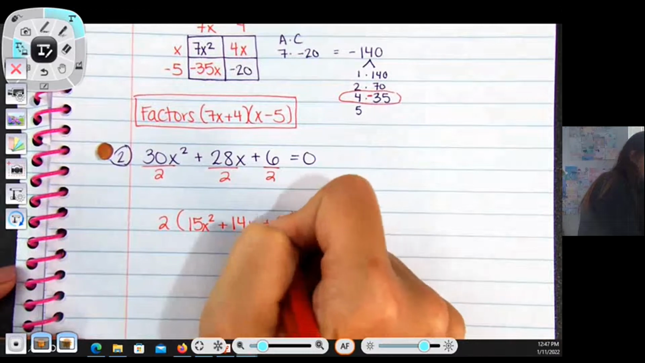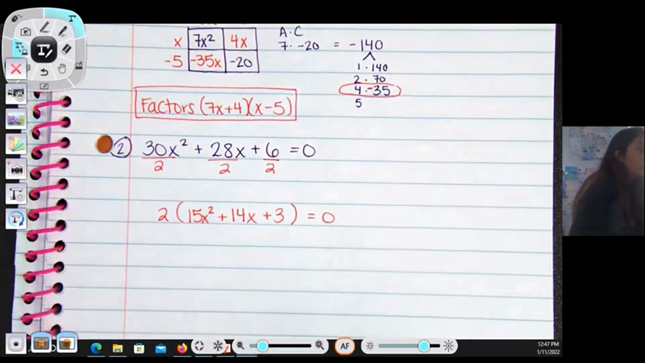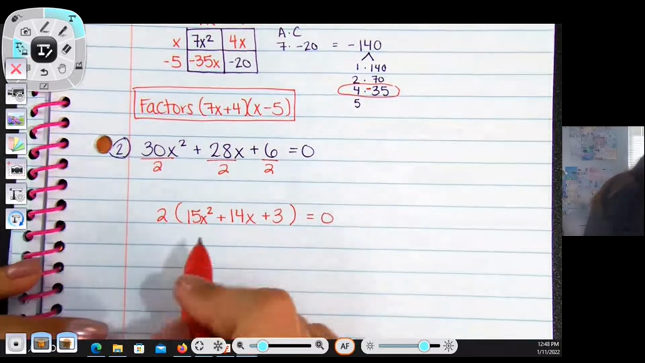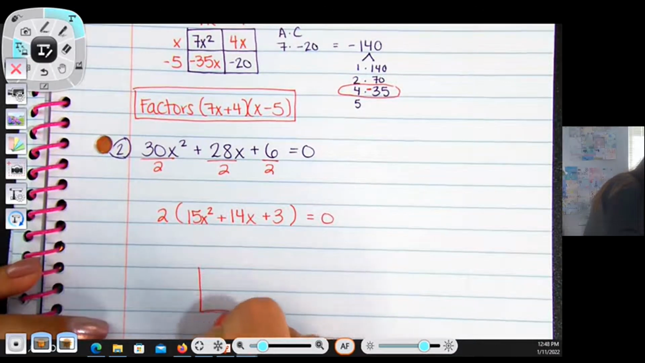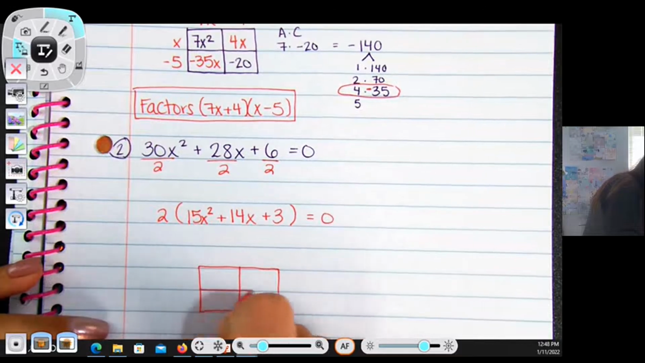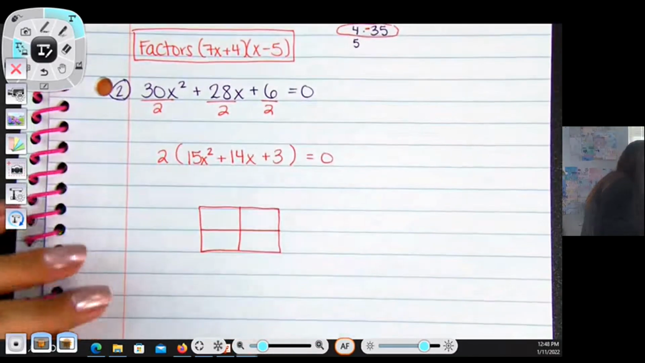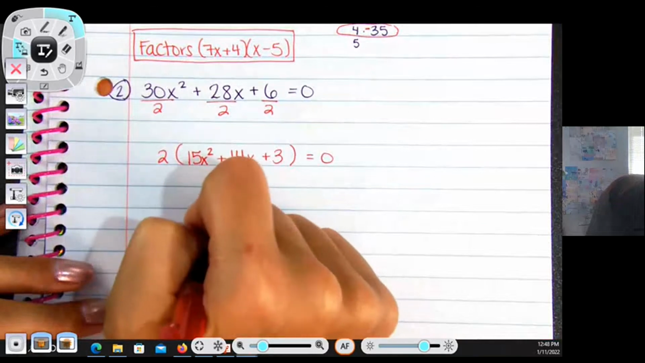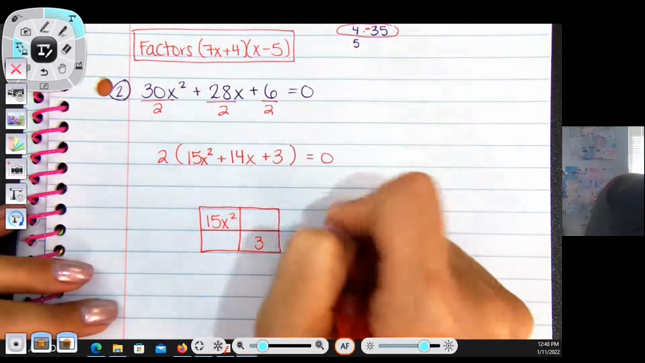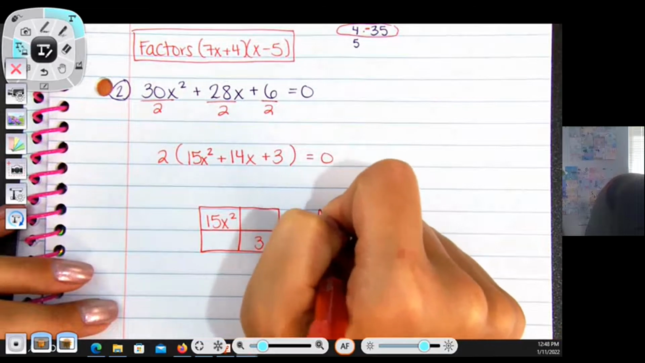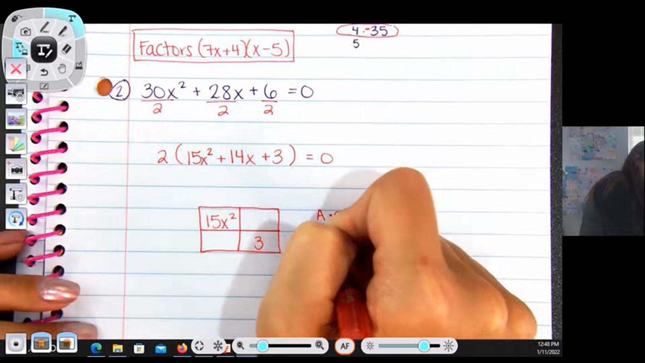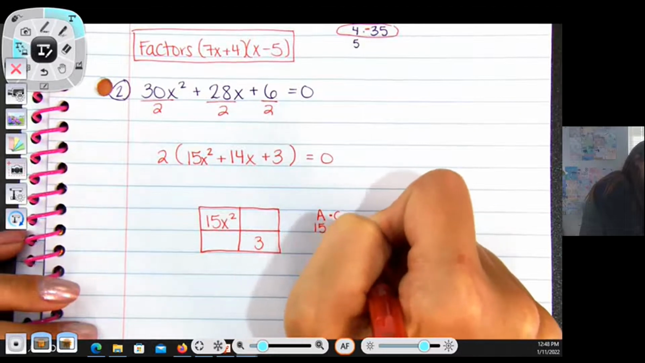So now we are going to factor using the box on the new trinomial we created by simplifying our polynomial. Box, 2 by 2. What's going to go in the first box? 15x squared. Good. What's going to go in the last box? 3. And off to the side, you're going to do A times C. A is 15 and C is 3, so it's 45.